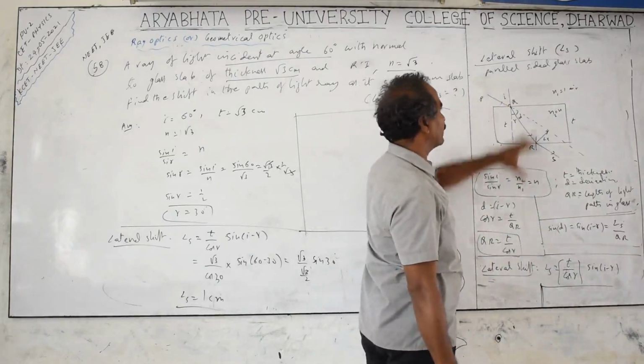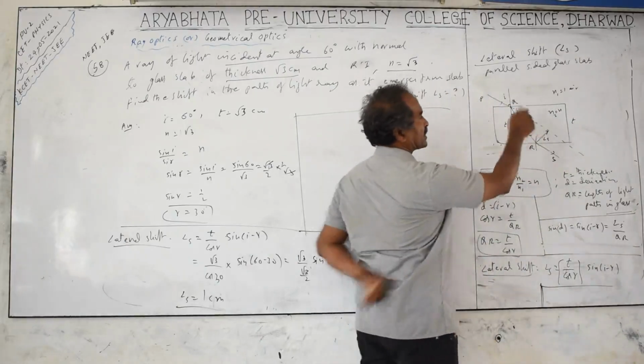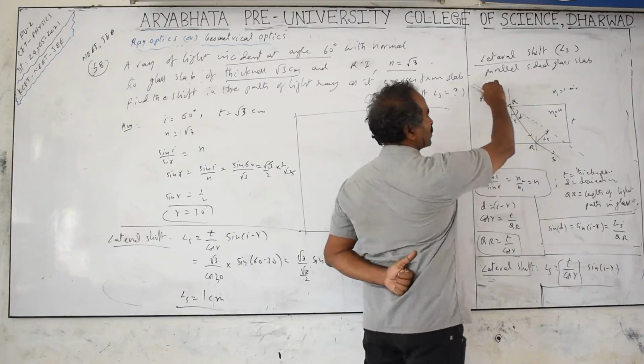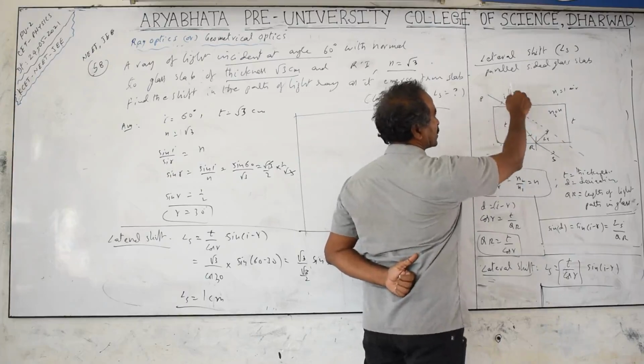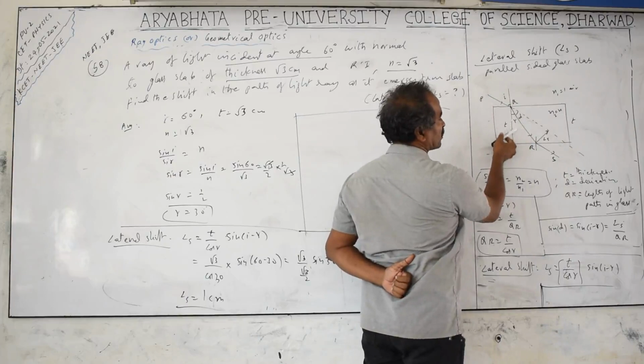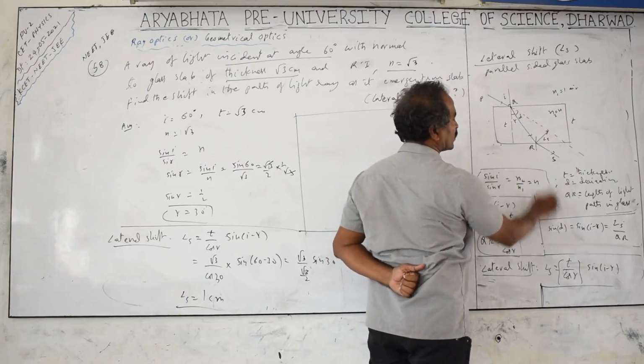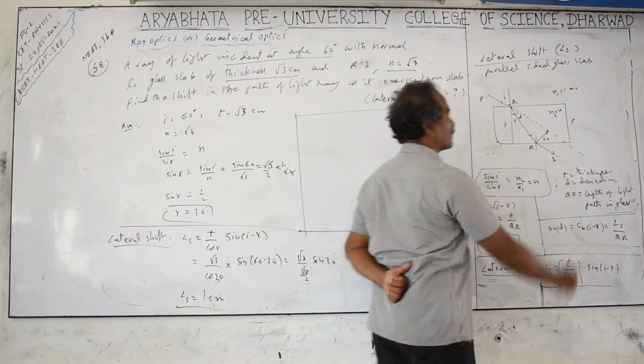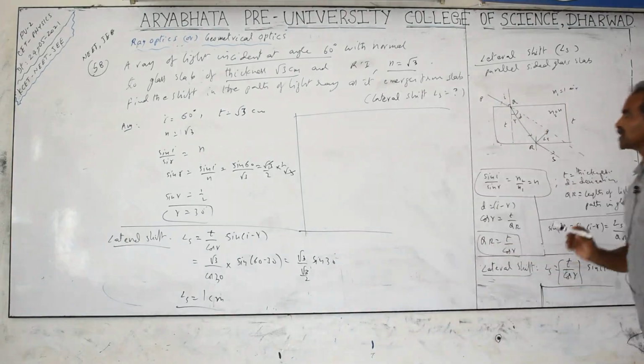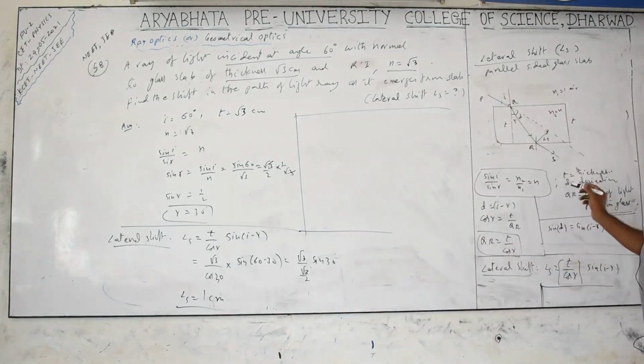sided glass slab. T is the thickness of the slab. Light is falling from the top at some angle of incidence I with respect to normal. It deviates toward the normal, going into the denser medium, and again emerges out from the other surface. But deviation is 0 here. Light is not getting deviated. What happens is it again comes parallel to the incident ray.